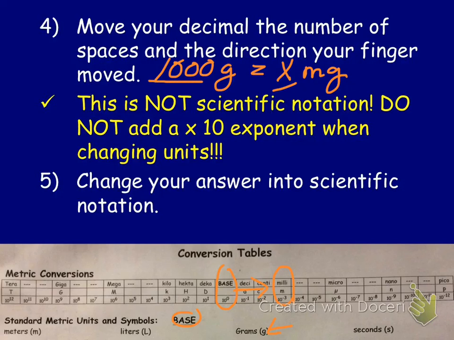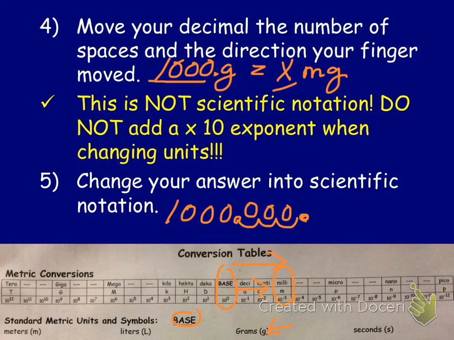So on the number 1,000, the decimal is here at the end. If you're not sure about that, type the number 1,000 into your calculator and press enter, and you'll see that the decimal is at the end. So 1,000, we're going to move that decimal 3 times in the direction to get to milli. So 1,000, decimal's here, 1, 2, 3. New home for the decimal.